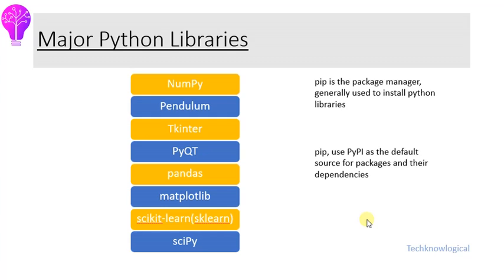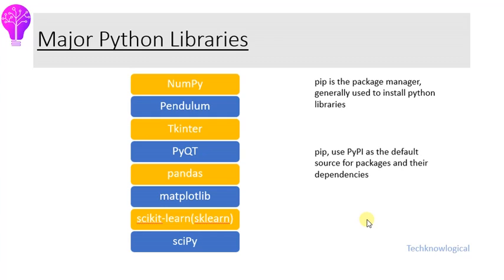Then we have libraries like scikit-learn, which has all the machine learning algorithms. Then SciPy is for the scientific computations. And then I have included a few more there, like pendulum, which works with the datetime type of data, then tkinter and PyQt. They are required for the GUI development. If you're just starting with Python, you don't need to bother about the libraries. There is always a scope for improvement later on.